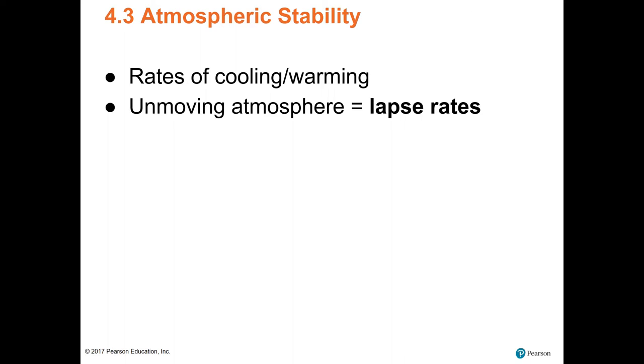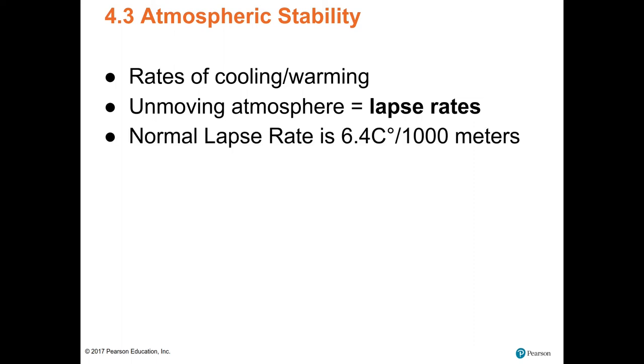So there are different rates of cooling and warming, depending on if the parcels are moving or if we're talking about the atmosphere. So, lapse rates. As you get away from the surface, typically the atmosphere cools off at the rate of 6.4 degrees. So the normal lapse rate is 6.4 Celsius degrees of cooling for every 1,000 meters you get away from the surface.